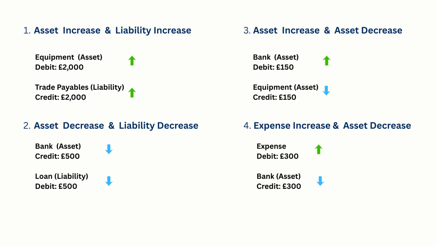And fourth duality pattern is increase on one side and decrease on the other. It happens when we pay for something or when money leaves one part of the business and becomes something else. For an example, the business pays a rent expense of £300. Rent expense increases, debit £300, and bank, which is an asset, decreases, credit £300. By following the accounting equation and the debit-credit rules, we keep financial records accurate and balanced.